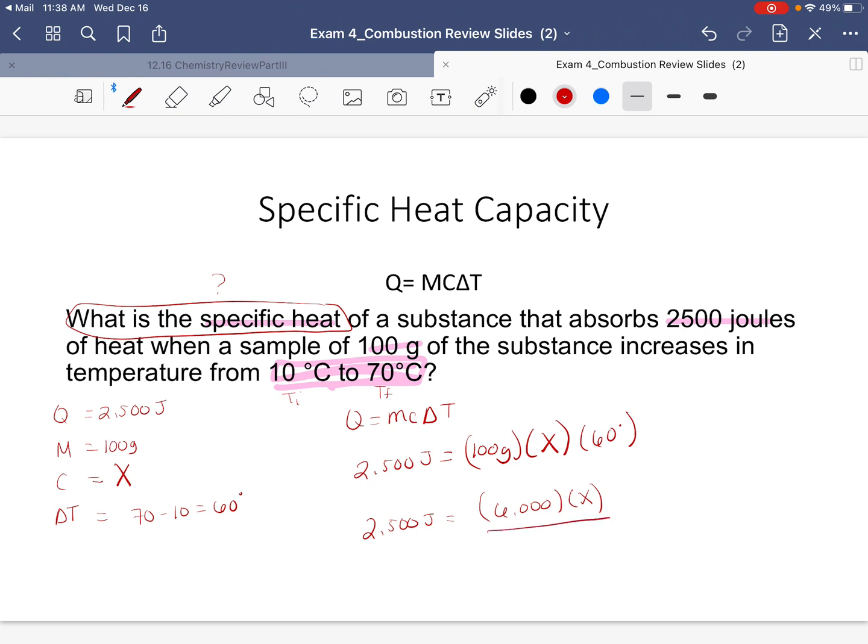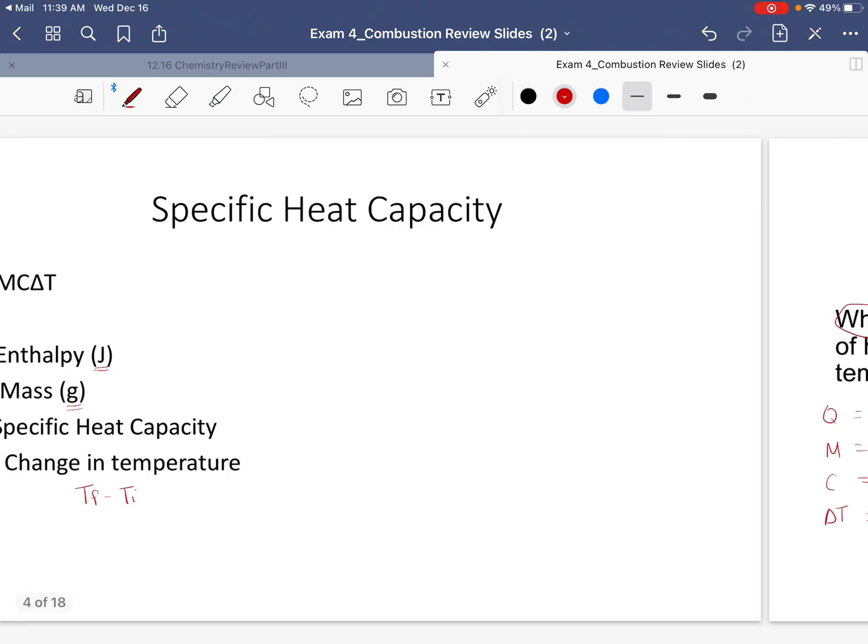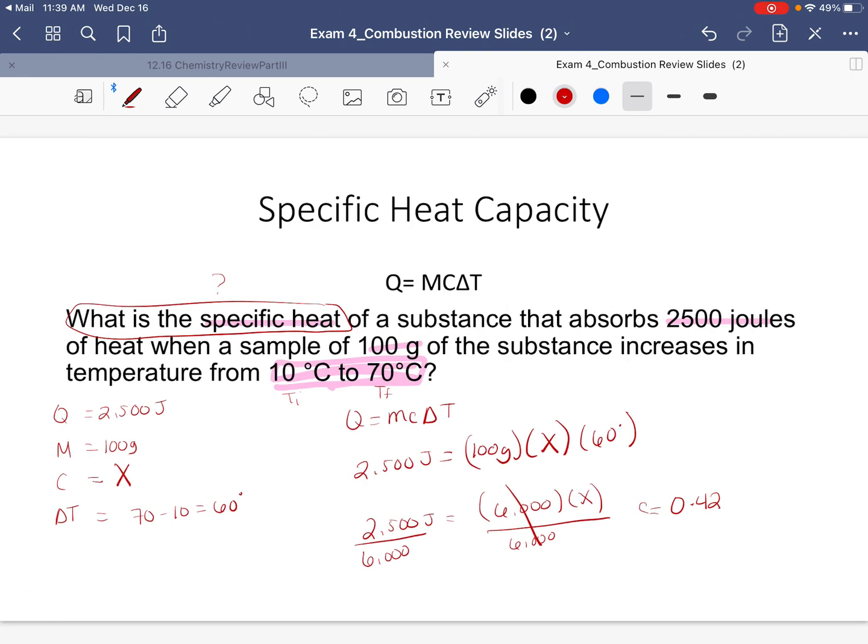So I want to get x by itself. I'm going to divide by 6,000 because that's the opposite. Whatever I do to one side, I'm going to do to the other side. So I have the value 2,500 divided by 6,000, and it should give me somewhere around 0.42. Again, I rounded up. 0.42 would be my specific heat capacity. So that would be C.